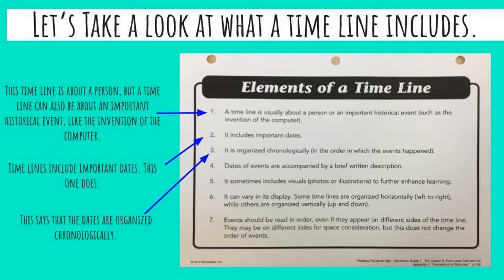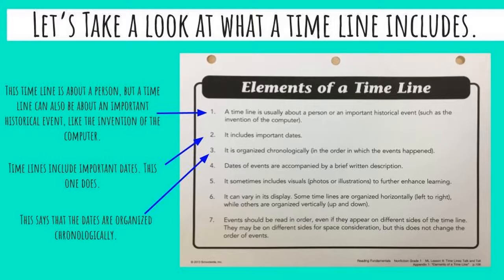Number 2 includes important dates. Number 3 is organized chronologically in the order in which the event happened. So it's done by dates. Remember that big word? Number 4, dates of events are accompanied by a brief written description. So that means next to the date, there's going to be a sentence that tells about the important time in that person's life. Number 5, it sometimes includes visuals, photos, or illustrations to further enhance learning.